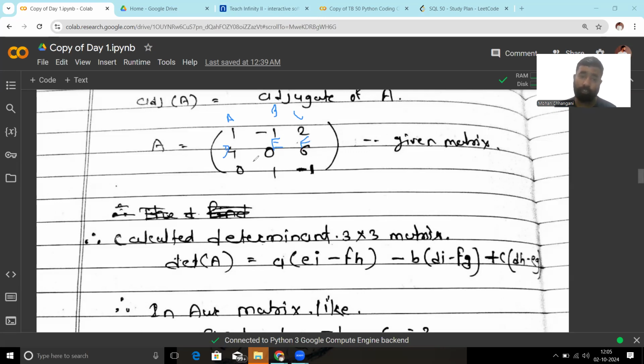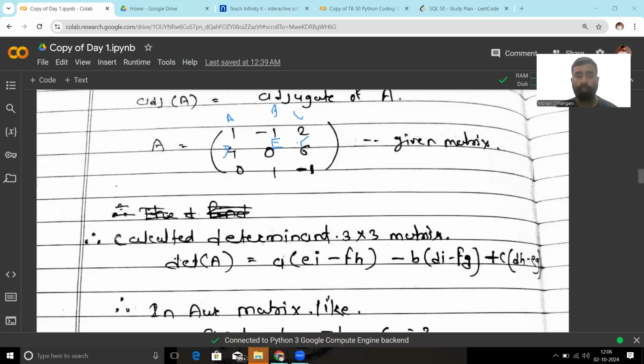A, B, C, D, E, F, G, H, and I. Then we find the formula and put the values into it, so we can easily understand. So our A is 1, and we put it in that position. Then E and I: E is 0 and I is minus 1. So we put in F and H: F is 6 and H is 1. Those we can put into the formula, so we get the adjugate of A.